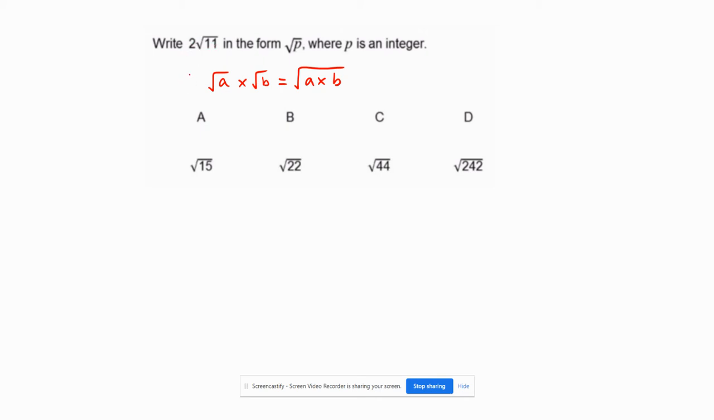So the most common incorrect answer was B, just thinking you do 2 times 11 to get 22, so it must be root 22. But of course, we need to square the number 2. So the correct way to do it would be 2 squared times by 11, going inside the square root, which would give you root 44. So this one is the correct answer.